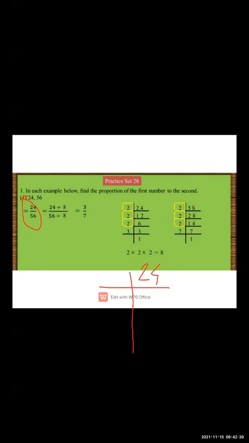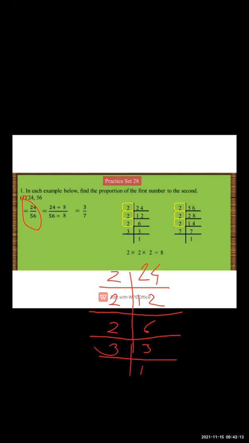24. Here it goes in the 2 table, so we write 2 2s are 4. Again it will go in the 2 table, that is 2 6s are 12. Again it goes in the 2 table, 2 3s are 6. And after that 3 1s are 3.